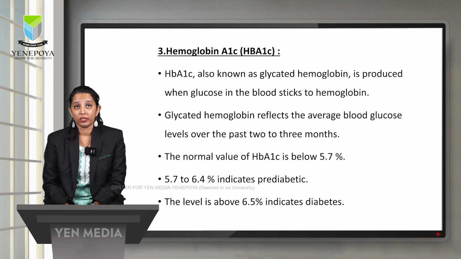So, hemoglobin A1C, or you can call it glycated hemoglobin or HbA1c, is produced when the glucose in the blood sticks to the hemoglobin. Glycated hemoglobin is a very good marker for diabetic estimation, because it reflects the average blood glucose level over the past 2 to 3 months. If a person's level is above 6.5%, then the person is said to be diabetic. The normal level is 5.7%, and the range of 5.7 to 6.4 indicates pre-diabetic.